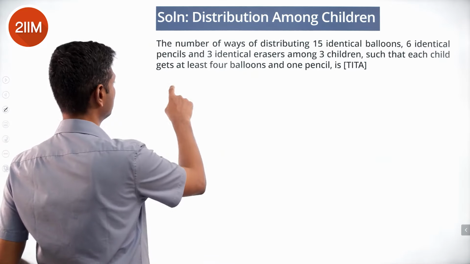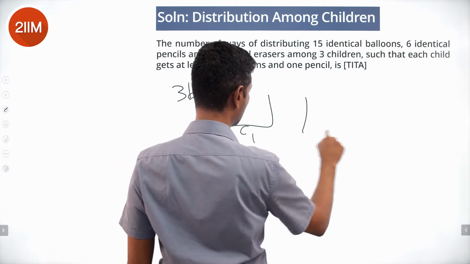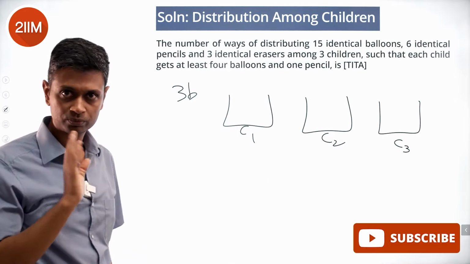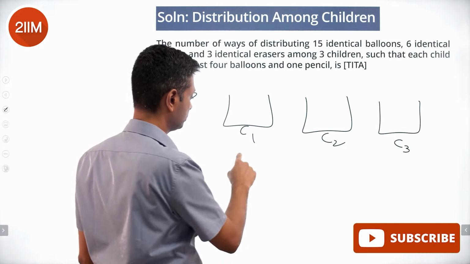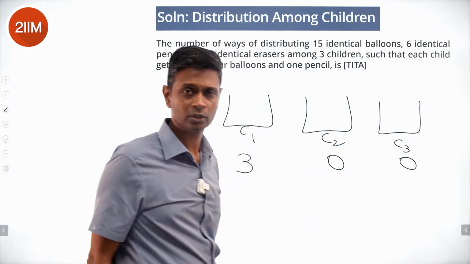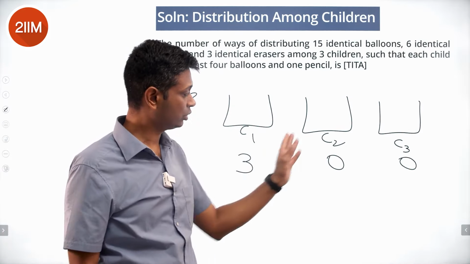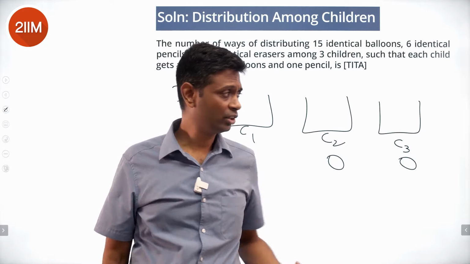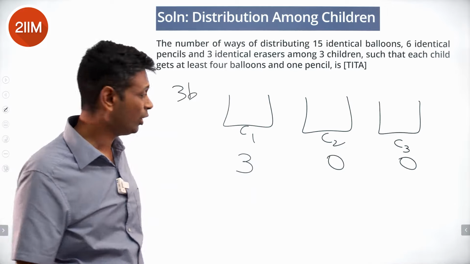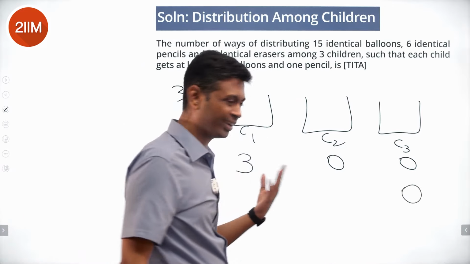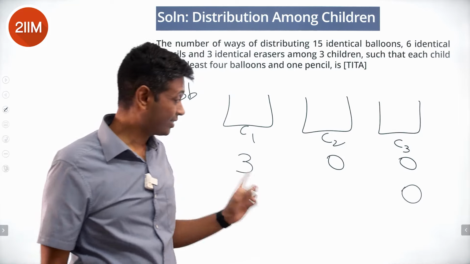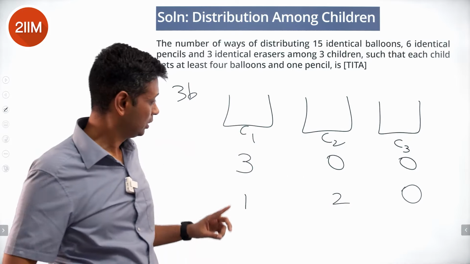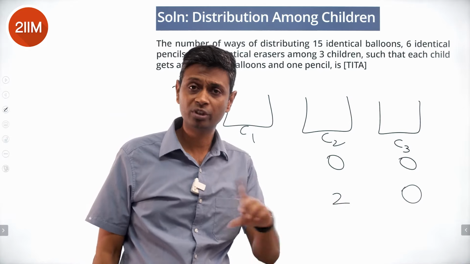I think about only three balloons. Child 1, child 2, child 3. I could have a scenario where all three go to one child. This is 3, 0, 0. So this 3, 0, 0 could be 3, 0, 0, or 0, 3, 0, or 0, 0, 3. Two of the children get nothing. That means one gets all three. 3, 0, 0 is one possibility. Now, only one child gets nothing. Rather, two get something. Out of the three, the other two get something. So it will be 1 and 2. 1 here, 2 here, no other possibility. So this could be 1, 2, 0, 1, 0, 2, 2, 0, 1, 2, 1, 0, and so on.